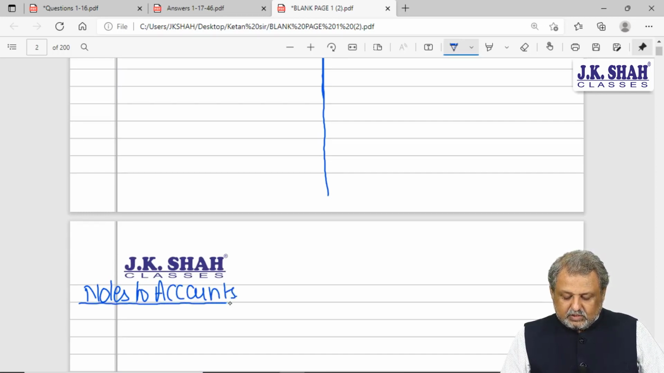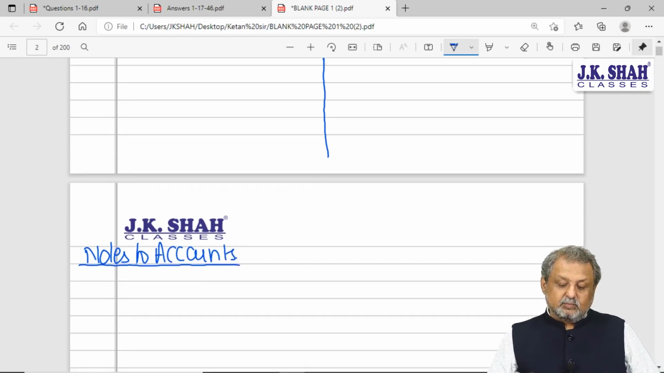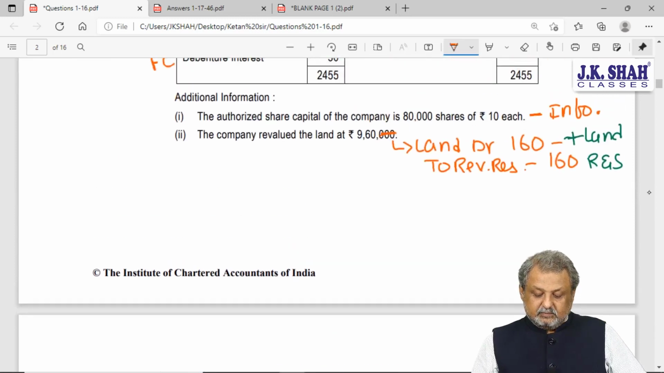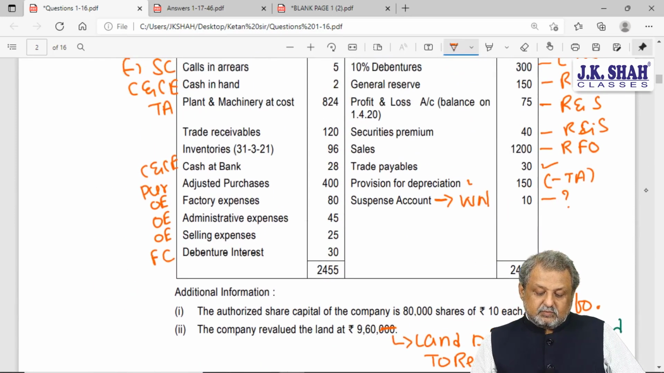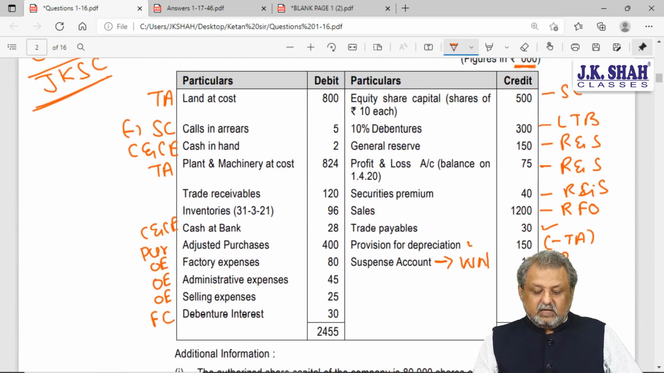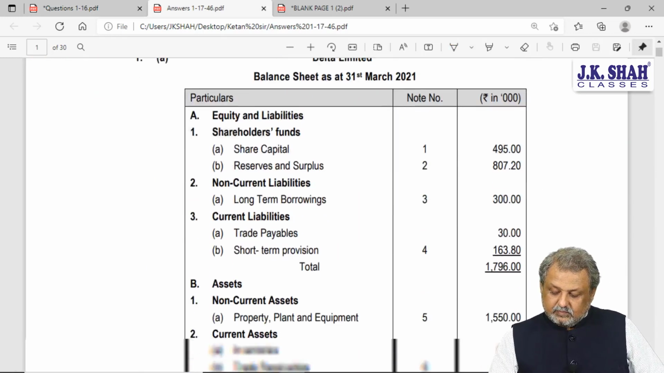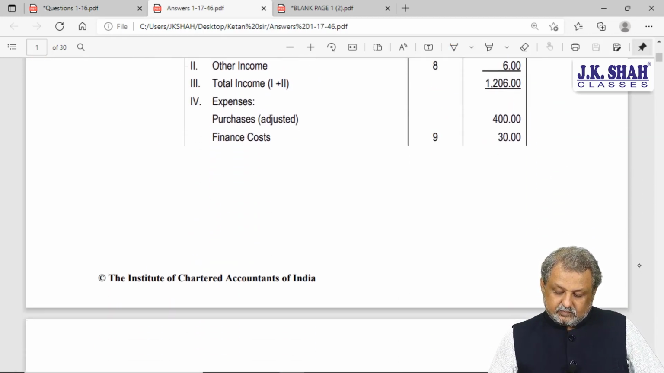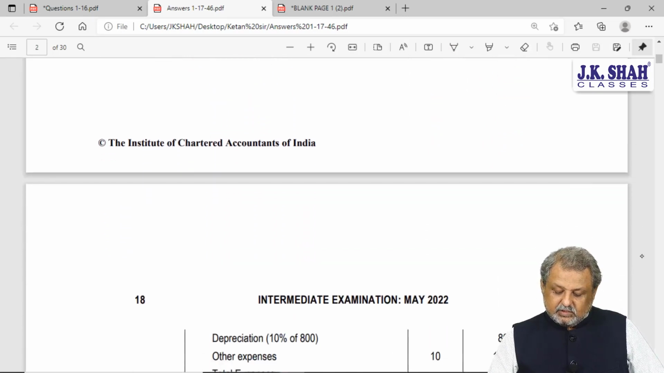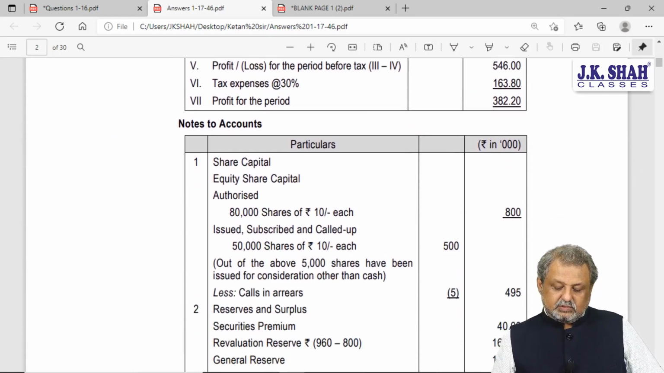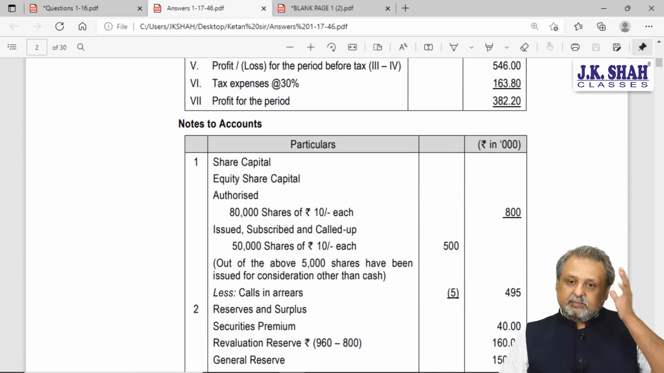Now when you start with the notes to accounts, what you should be doing is, you will begin with note 1 share capital. So when you write note 1 share capital, everything relating to that should be considered by you. Then you go to the next point. So to look at the solution, first you will prepare balance sheet and P&L format. Here they have prepared only whatever is essential. Whatever is not essential, they have not prepared.